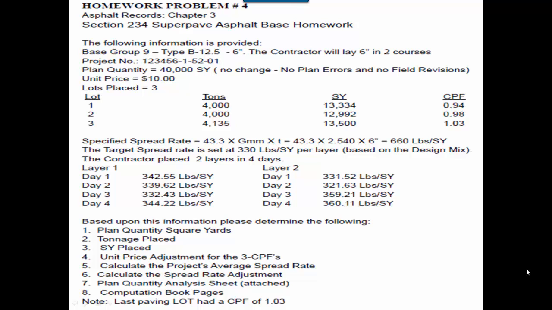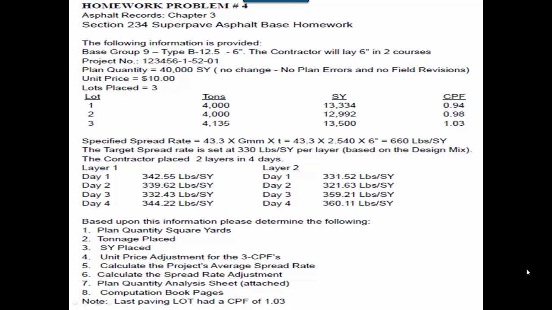This is problem number 4, which has to do with Superpave asphalt base. First thing we always do is study the problem and see what it is that we need to lay out or approach. In this one, there's a lot of information being given, and there's several steps to being able to come up with a final answer and the correct answer. But as long as you remember the approach, you'll be able to do it over and over again. So let's take a look at this.